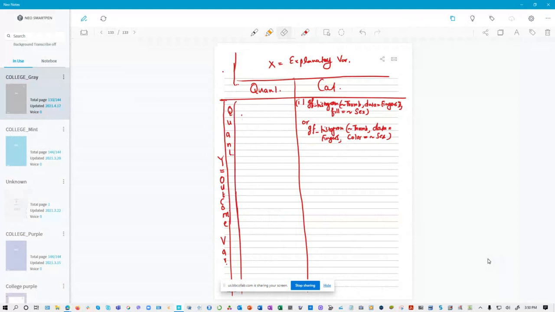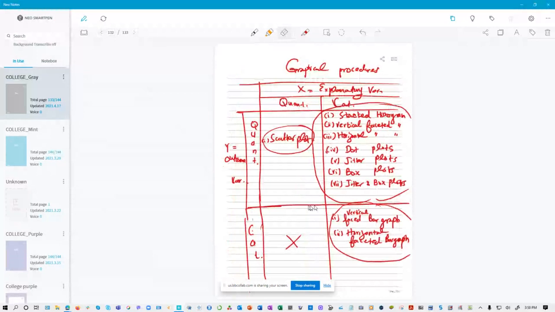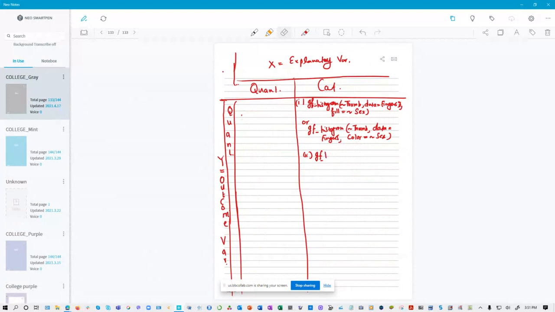Then the second one, instead of that stack one, you can get the vertical faceted histogram. Vertical faceted histogram. If you want, you did this one, gf_histogram.